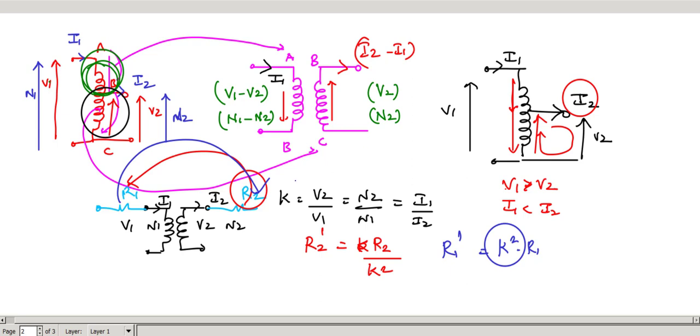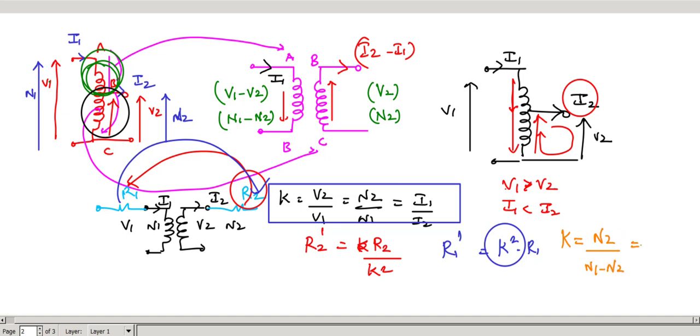Okay, so what is the K here? This is the K. Right. Now see here. What is the transformation ratio for this transformer? K equal to N2 by N1, so N2 by N1 minus N2, and V2 by V1 minus V2, and I1 by I2 minus I1. So this is the transformation ratio.